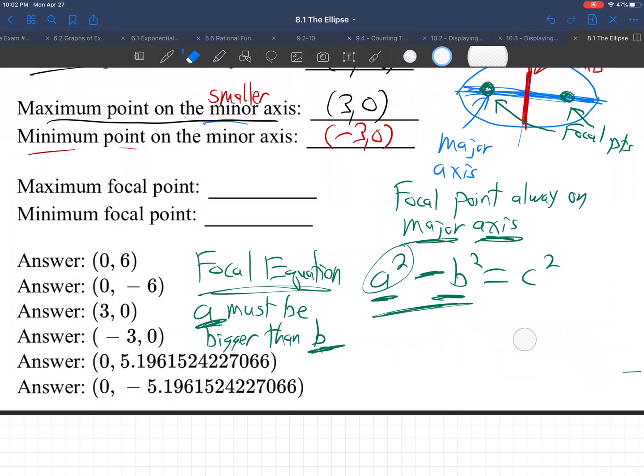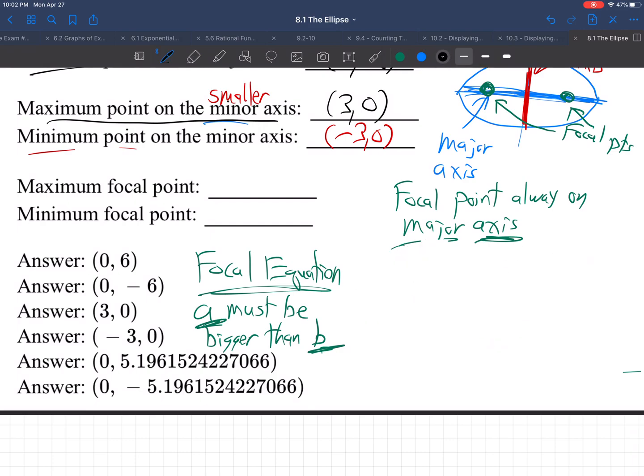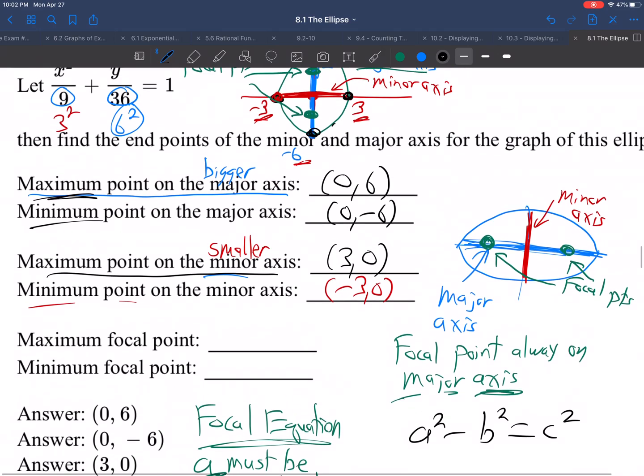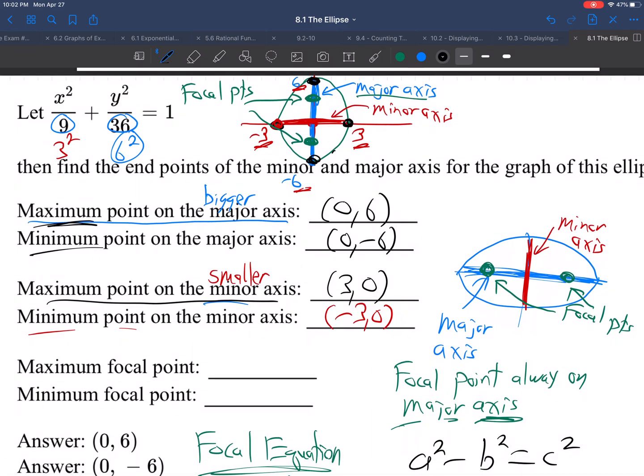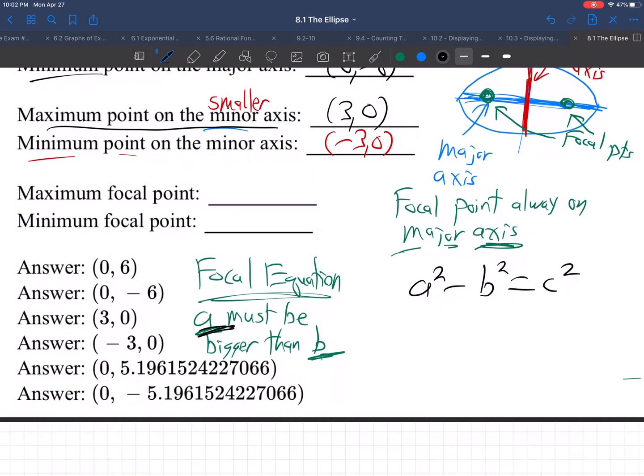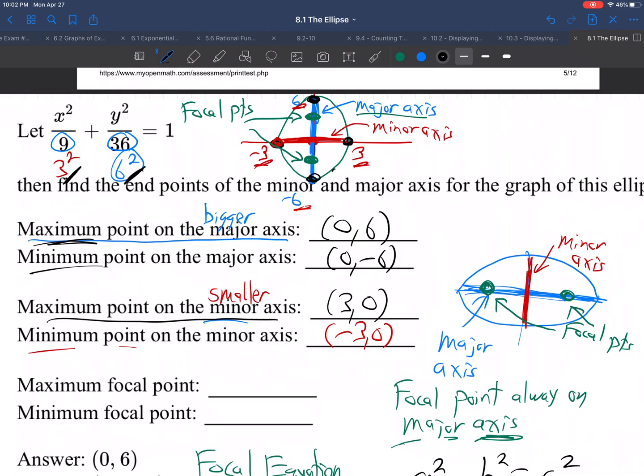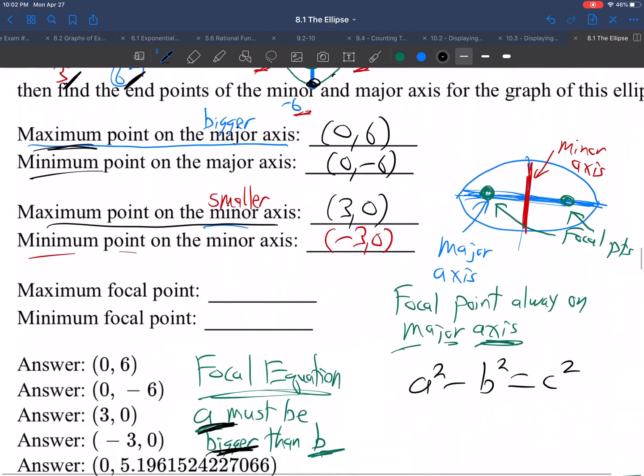So let's go back here. When you use this equation, a squared minus b squared is c squared, you've got to put the bigger one in the front. Now a lot of people think the a is always the one under x, or the b is always under y. That's not true. A and b can switch. So which one's a? Remember what it says here? A is the bigger. So a squared and b squared are the numbers under x and y.